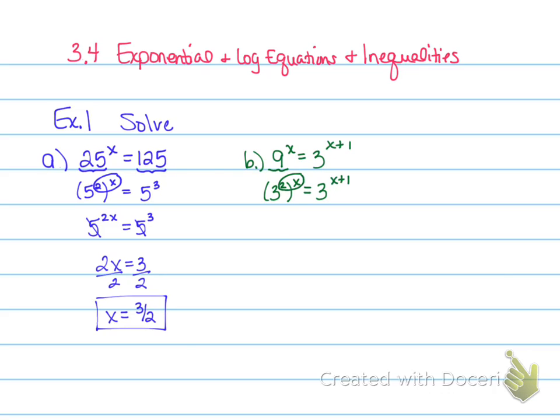On the left side, we got power to a power, so that's 3 to the 2x equals 3 to the x plus 1. The one-to-one property says our bases are equal, so we can get rid of them. Which means our exponents have to be equal, so 2x has to equal x plus 1, and then just solve for x. So I'm going to subtract the x over, and I get x equals 1.